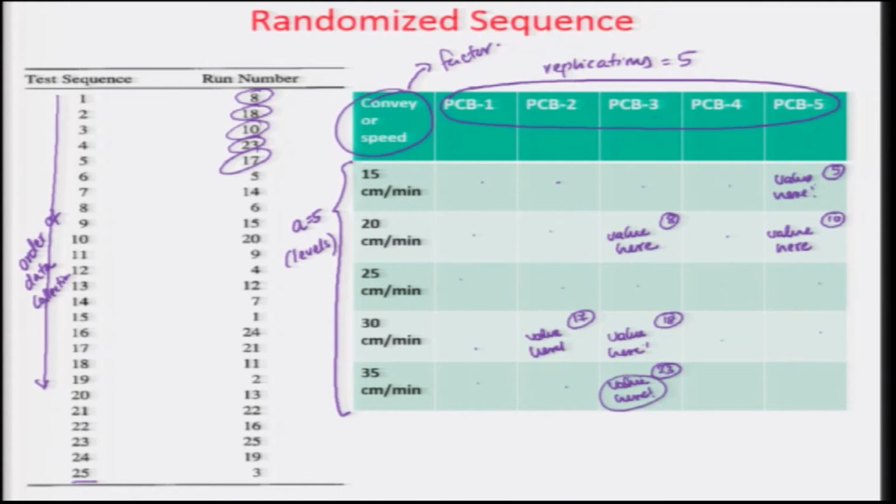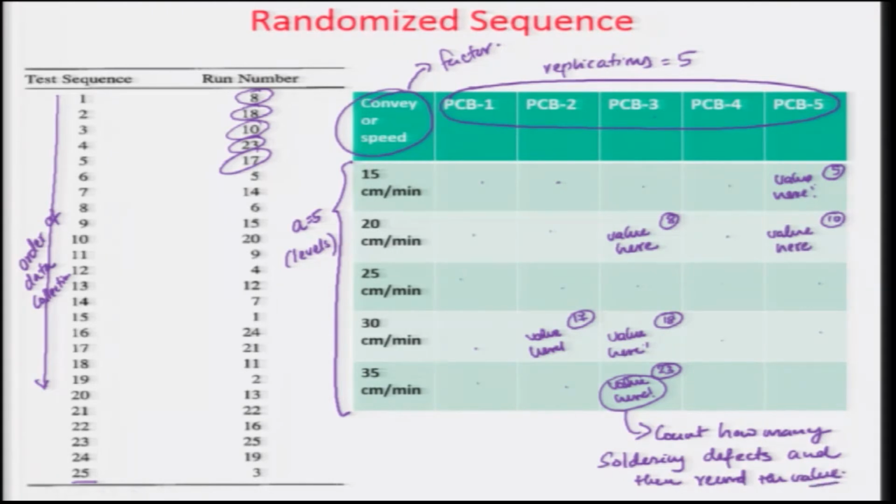The value is the count of how many soldering defects you got, and then you record the value. You put how many soldering defects you got right there. And you know that the last, 25th value is 3. So, the 3 will be right here, and this will be your 25th run.